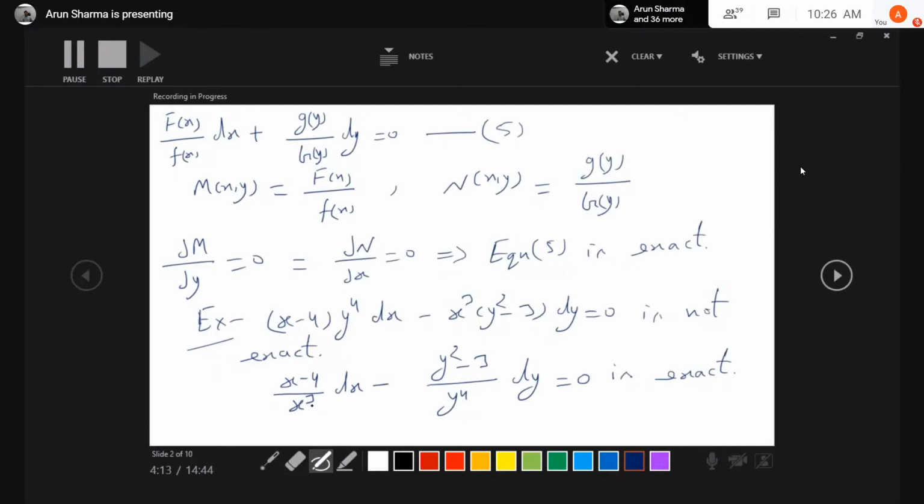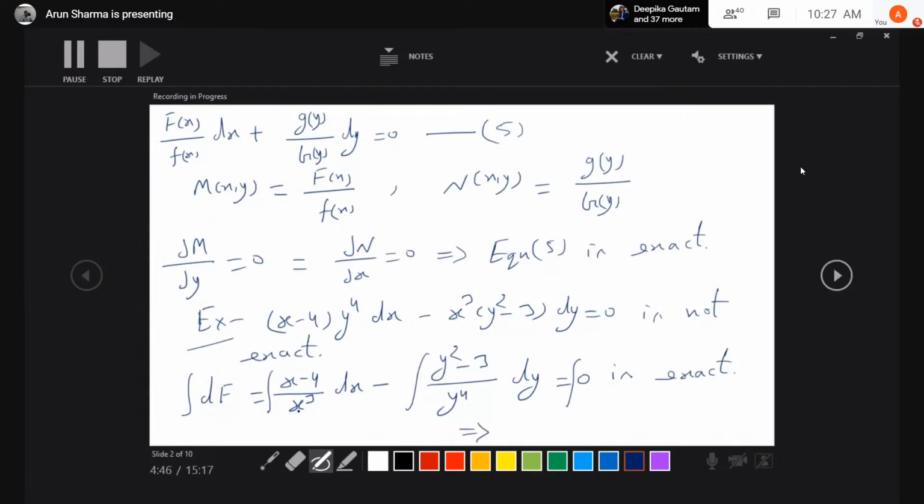So if this equation is exact, then there exists a function f(x,y) such that, but no need to do that much exercise for this. You just integrate it. This means there exists a function so that df equals this one. So you just integrate it. What will you get?